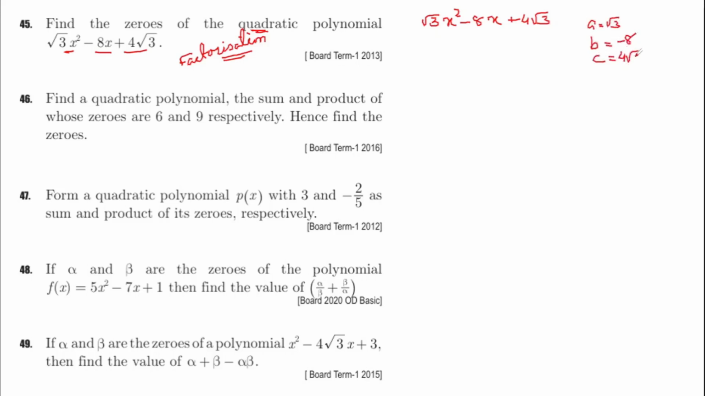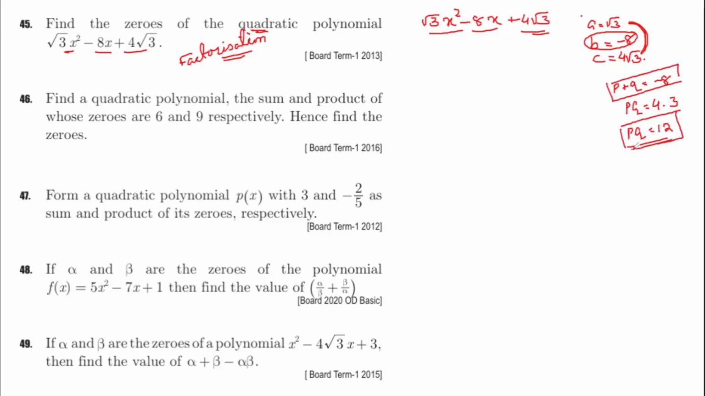Okay. Now in order to split the middle term, we need two numbers p and q such that the sum is the middle term, that is b, and the product of these two numbers should be equal to a into c. That means 4 and root 3 into root 3 gives 3, so pq will be equal to 12.